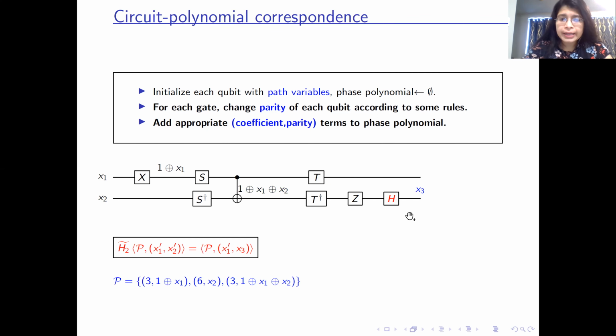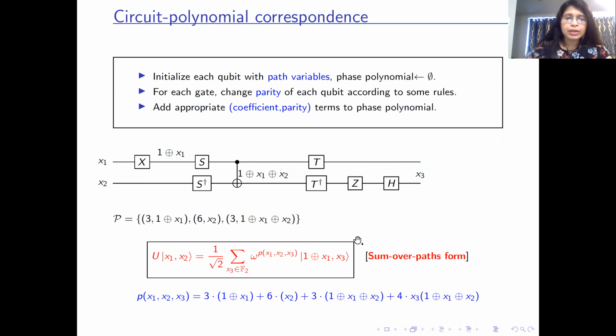When a Hadamard gate acts, the state of the qubit changes as a superposition of some states. So what we do is we introduce a new path variable x3 and replace the function which was there before the Hadamard gate acted. Now the unitary implemented by this circuit can be represented in the sum over paths form, which is shown here.